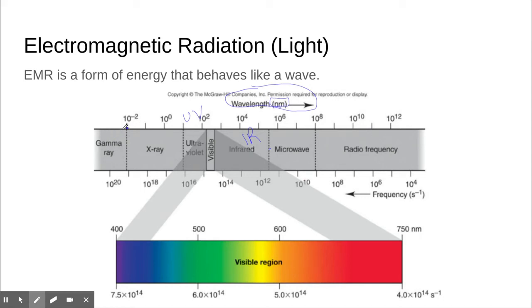From gamma rays, which have a very small wavelength, 10 to the negative 2, so tiny, to radio frequency, 10 to the 12th nanometers, which is a little bit bigger. I'm going to use that nanometer calculation that I just talked about, so let's figure out what that is in a number we understand a little bit more. If you take 10 to the 12th nanometers, and earlier I said that there are 10 to the 9th nanometers in 1 meter, this is going to be 10 to the 3rd meters, which is the same as 1 kilometer. So radio waves have a wavelength of about 1 kilometer.